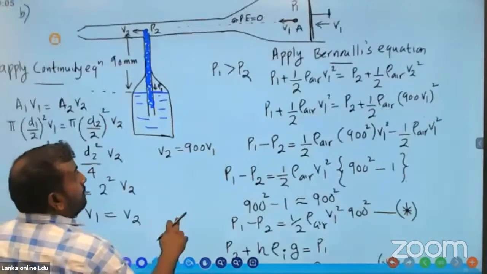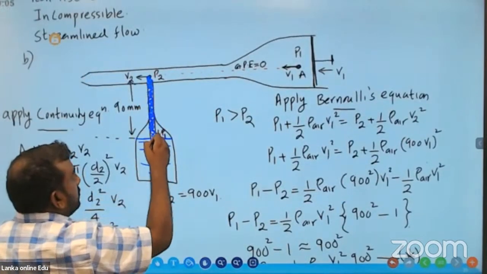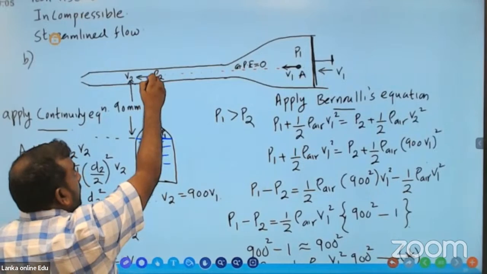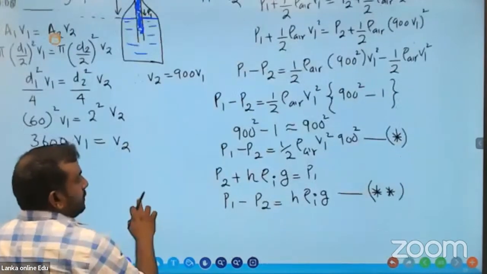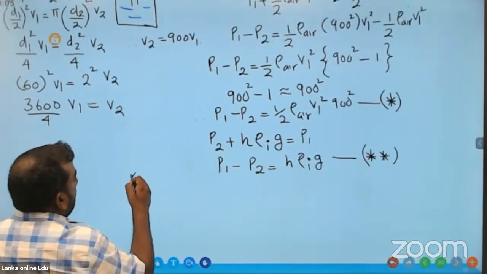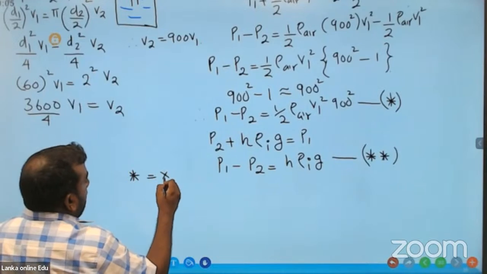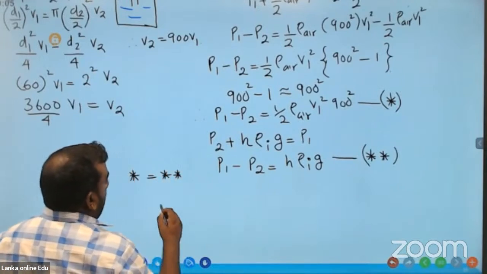You can clearly see this relationship now. We have done so many applications. The moment you see this, you'll realize P2 plus H rho g equals the pressure there. Quickly you can build the relationship. Now what can you say? Star equals double star. Simplify it.